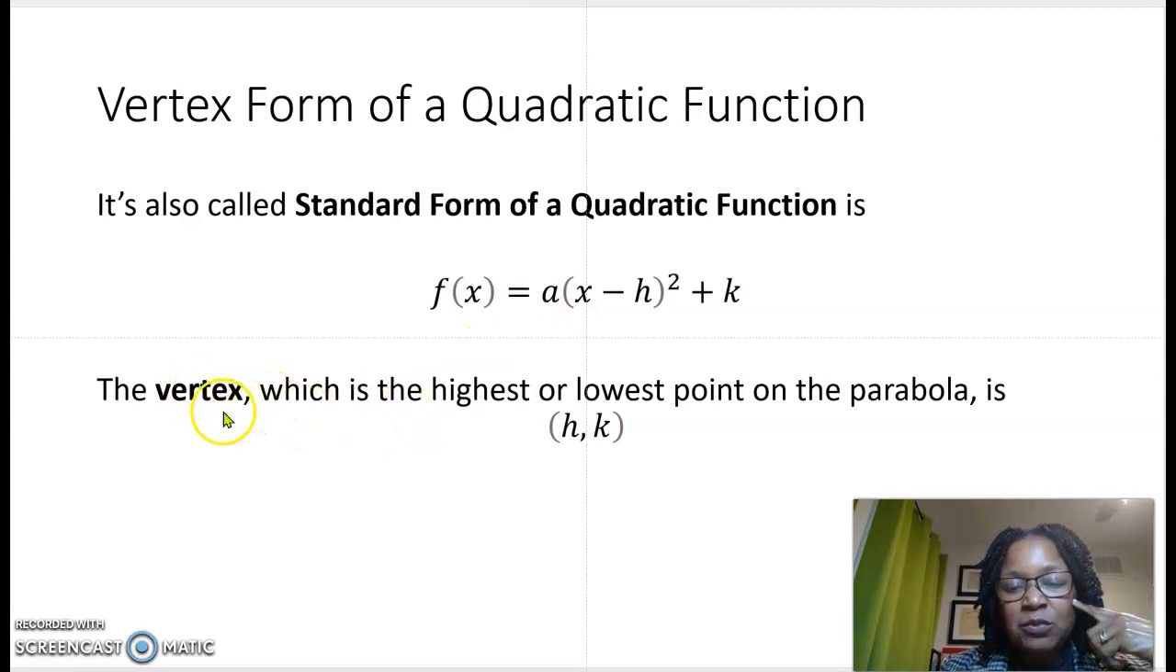The vertex is what we want to really focus on here because it's the highest or lowest point on the parabola, and we denote the vertex by h comma k. To find h, you're going to set the part inside of the parentheses equal to 0 and solve for x, or just take the opposite sign. To find k, follow the sign on the outside.